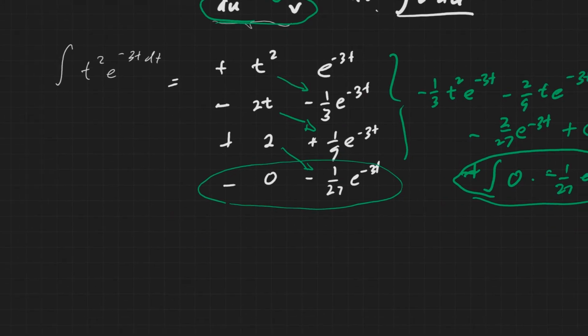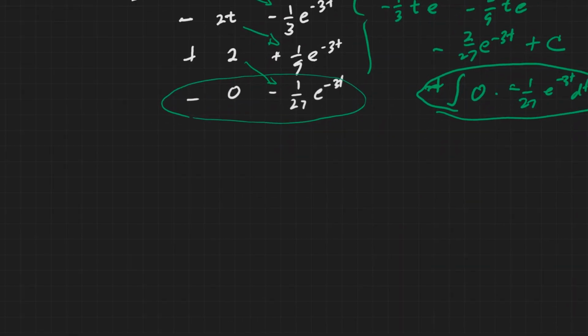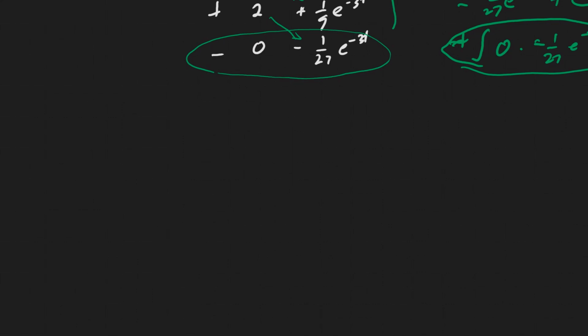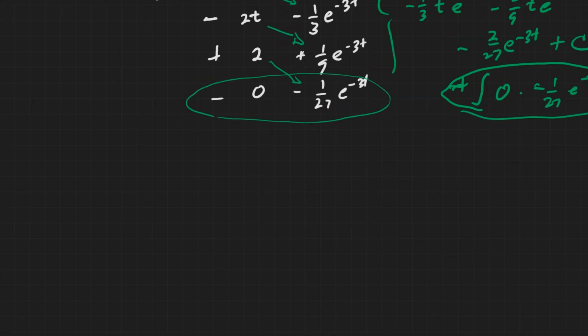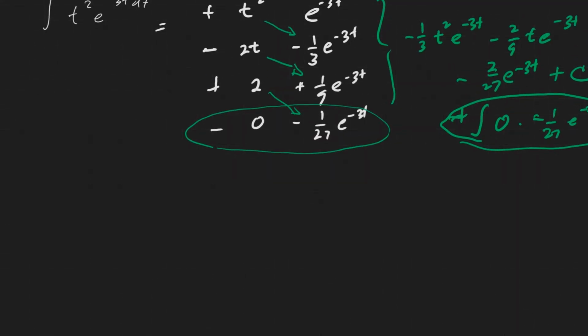Good, so let's try another example. How about something like, let's see, let's keep in mind this pattern. How about something like the integral of t sine of 2t?